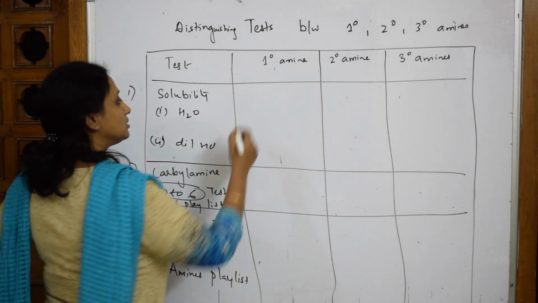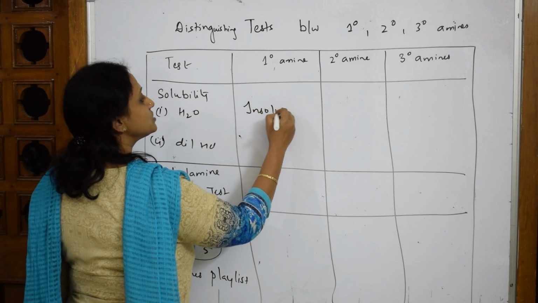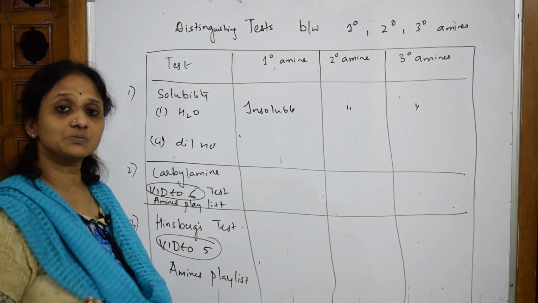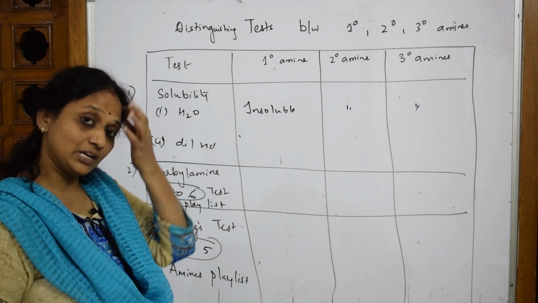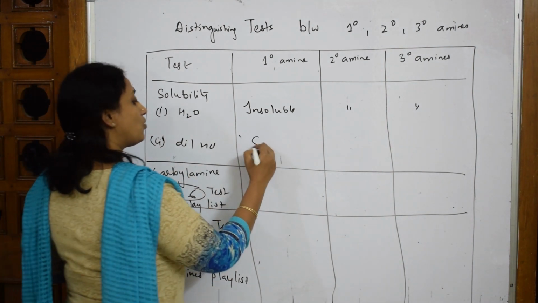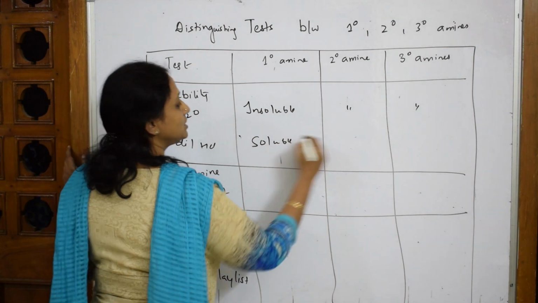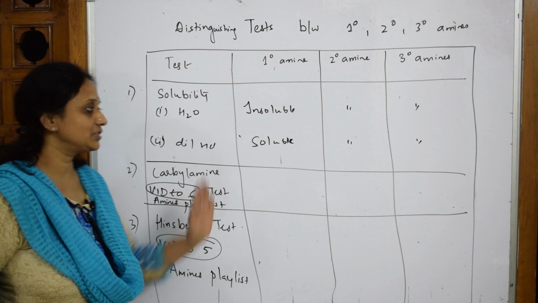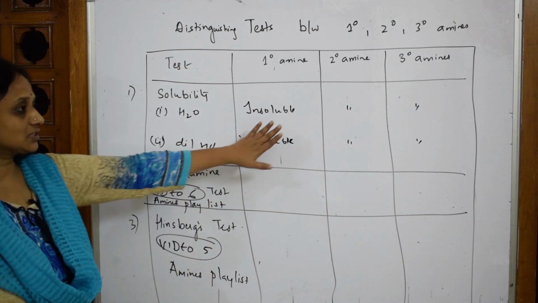So now with water, all the three compounds are insoluble. This is insoluble, this is also insoluble. So when I take a small amount of the sample and add dilute HCl to that, all the three will be soluble in nature. So this is also soluble, this is also soluble, this is also soluble. With this I can't differentiate. Now further, there's no clarity.